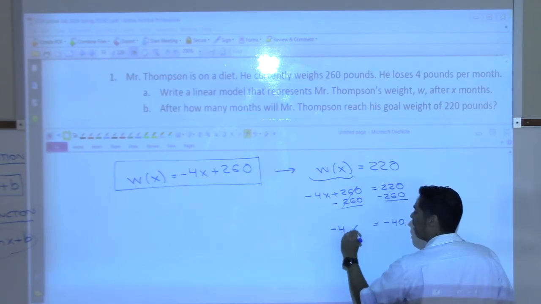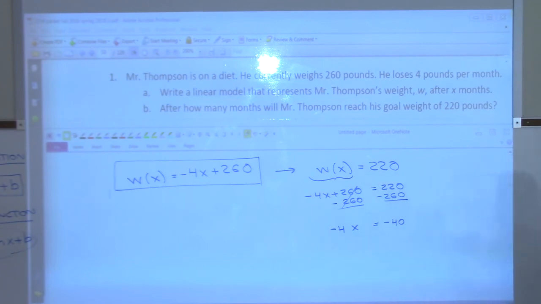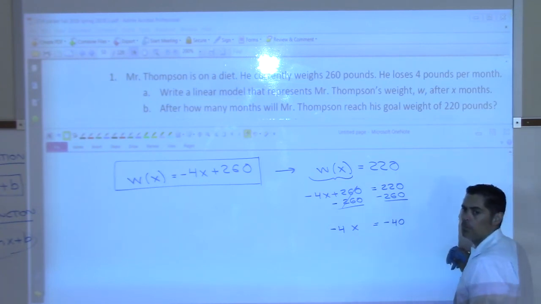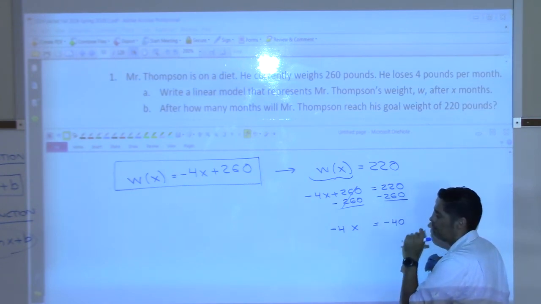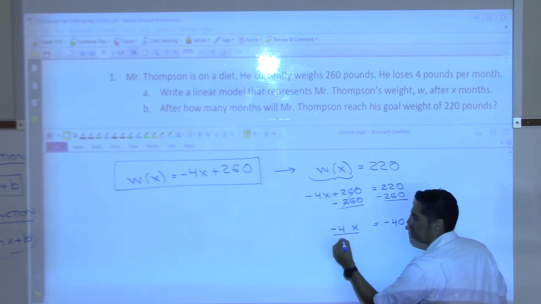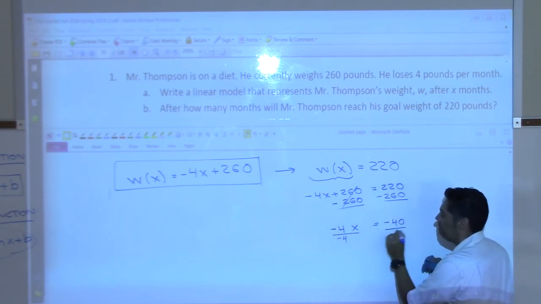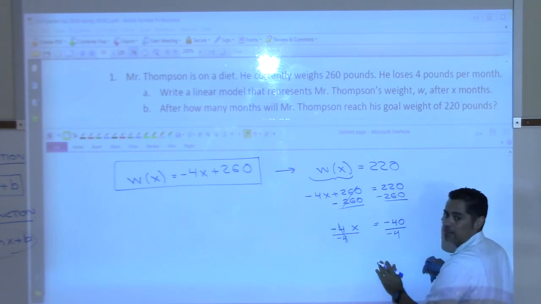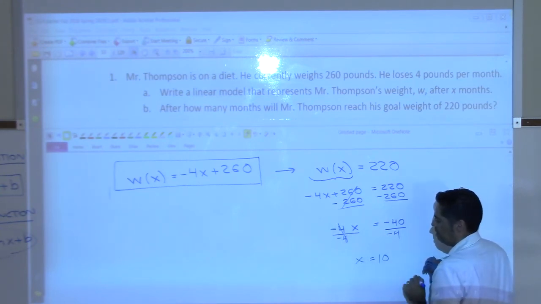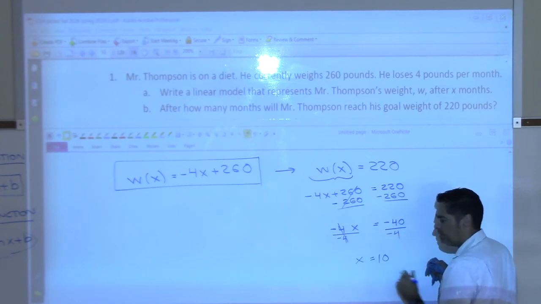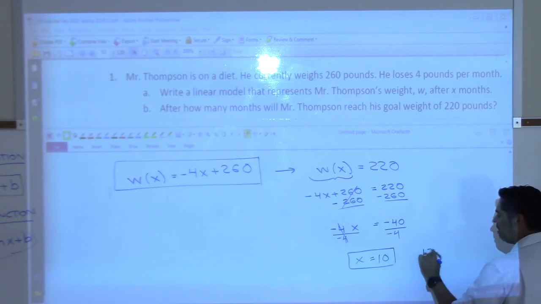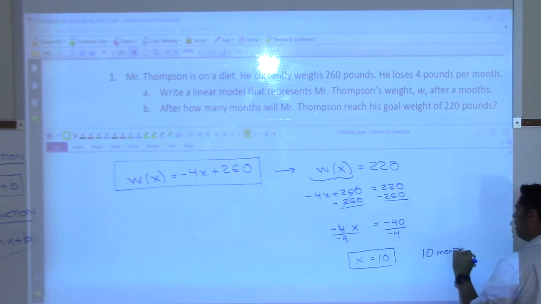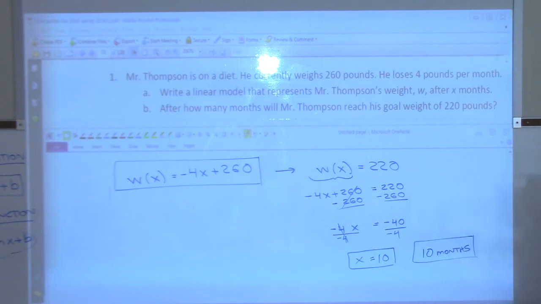Over here, negative 4x. We subtract each side, 4x minus 4x. Oh, so you moved it over? No, we subtract. No, I mean we divide. Okay, so divide by negative 4, divide by negative 4, and that will get rid of that. And then we have x is equal to 10. Negative over negative is positive. So that's it right there. So our answer is 10 months. It's going to take him 10 months to lose 40 pounds this way.